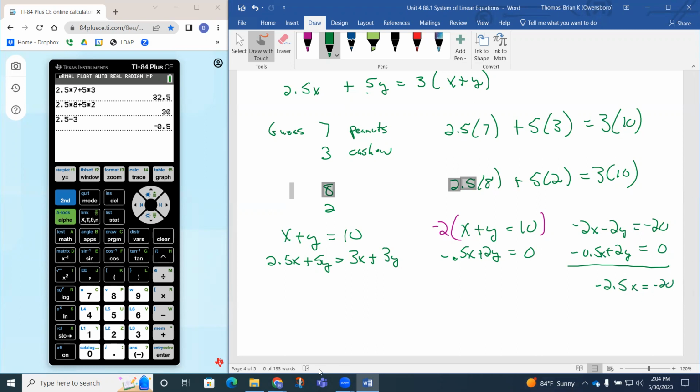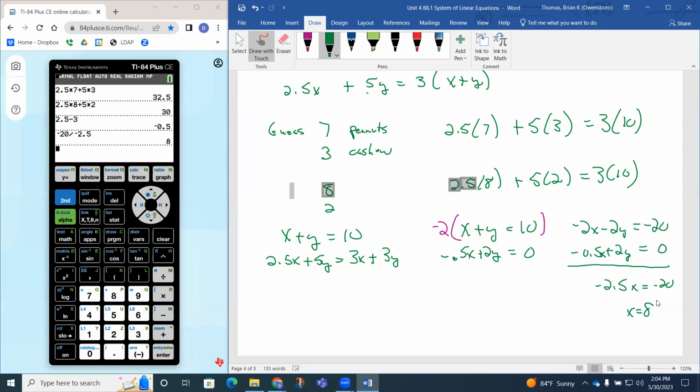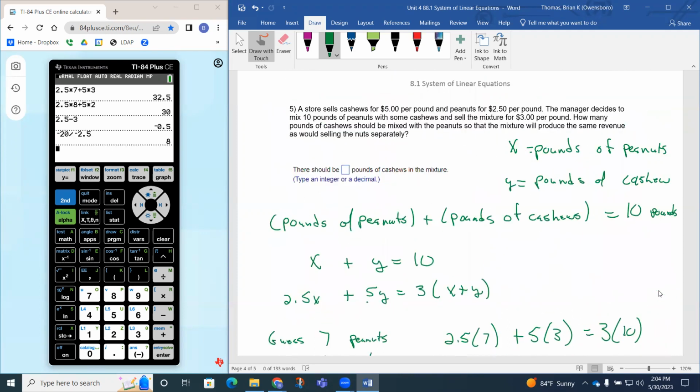So if I divide negative 20 by negative 2.5, hoping for 8. And we do get 8. So x equals 8. And then again, like we said, they have to add up to 10. So y would have to equal 2. So again, x was the pounds of peanuts, which we're now saying is 8 pounds of peanuts. And y represents the cashews. That's going to be 2 pounds of cashews. So there should be 2 pounds of cashews in the mixture.